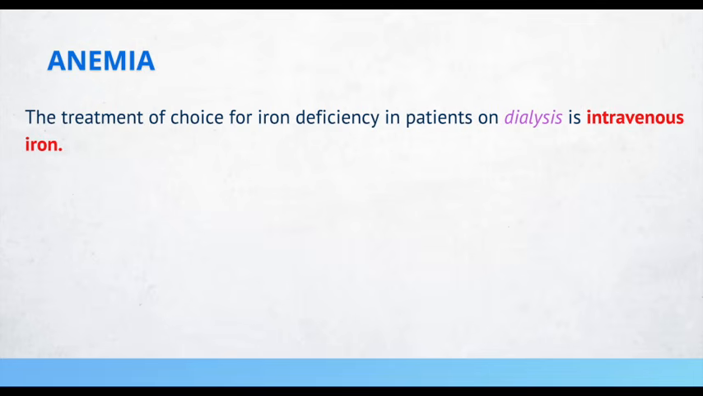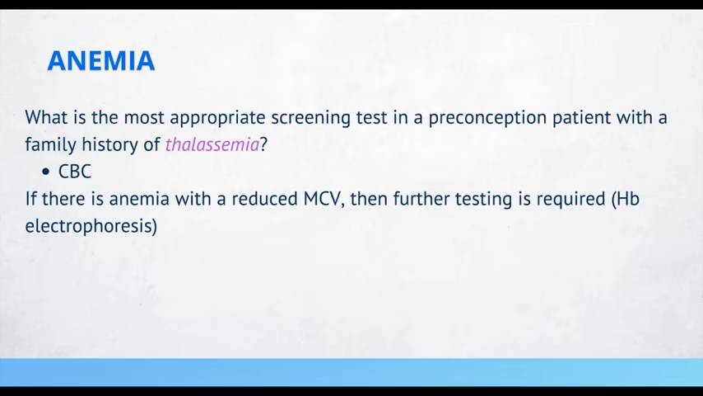What is the most appropriate screening test in a preconception patient with a family history of thalassemia? A complete blood count. So, if there is anemia with a reduced MCV, then further testing is required, such as a Hb electrophoresis test.